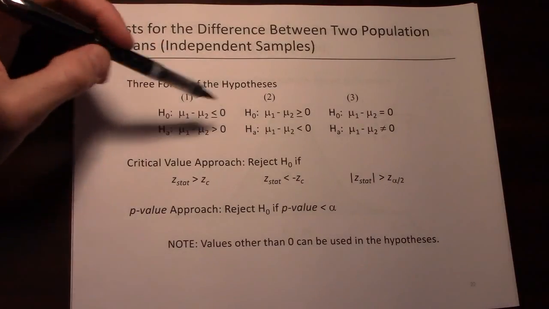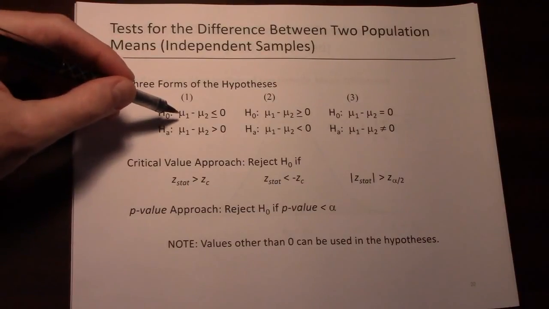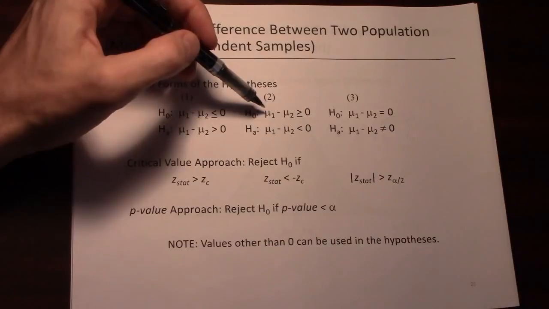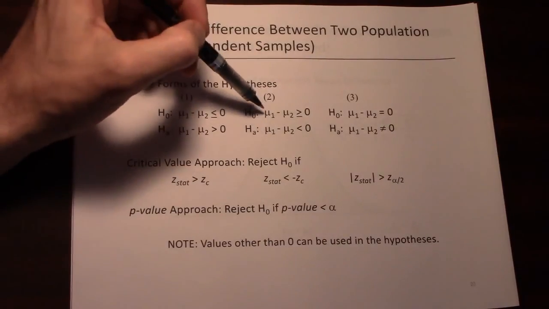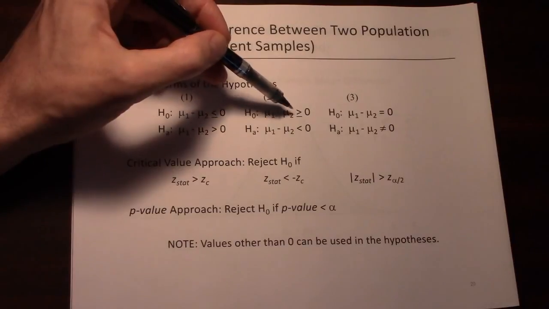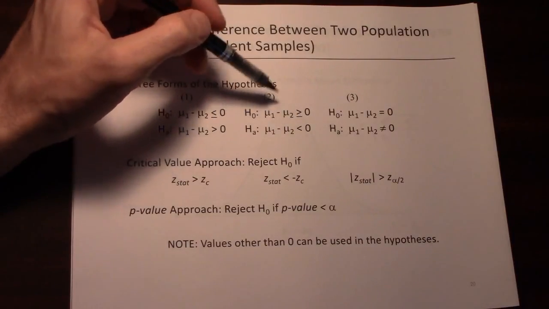Okay, and then one-tailed tests would be some sort of assumption. Let's go with this number 2, because I think that's going to be easier to understand. This null hypothesis, the population mean 1 minus population mean 2 is greater than or equal to 0. So that means it's a positive number.